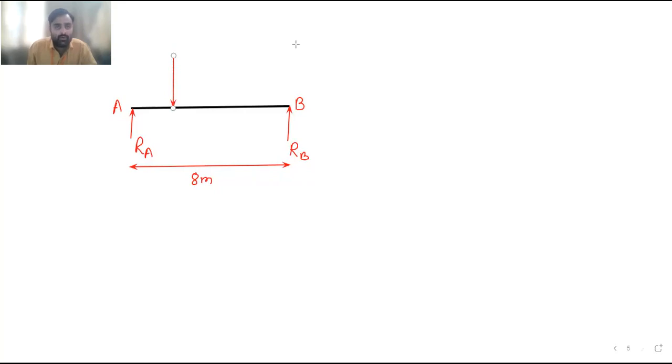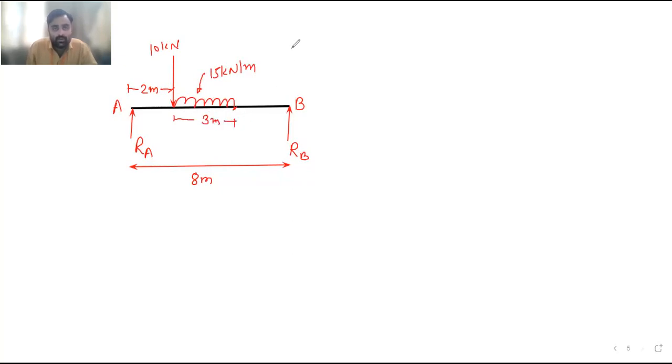This point load is of 10 kilonewton. The distance of the point load is 2 meter. Okay. Then up to this point UDL is there here. The UDL is of intensity 15 kilonewton per meter and the span of UDL is 3 meter.